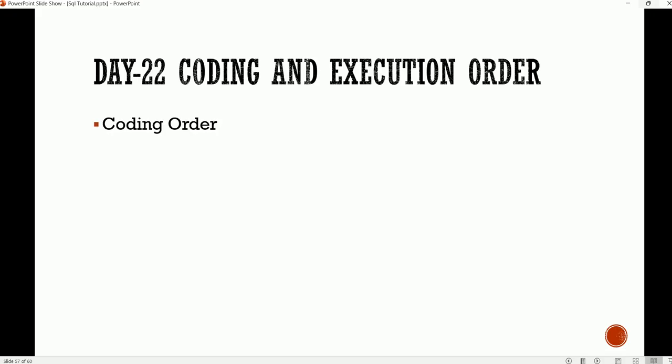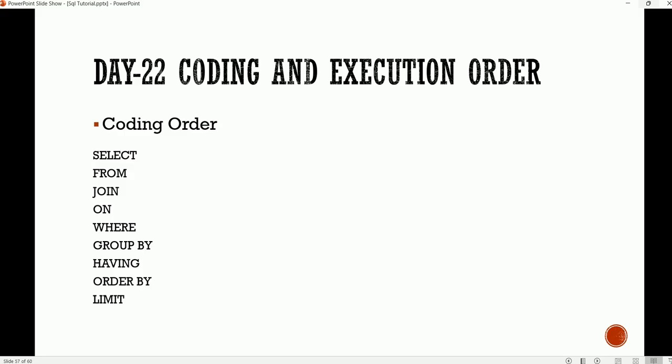So from this analysis, the coding order is: first the select statement, followed by from. Second, join and on, if based on the problem statement multiple tables are involved, whether it is a left, right, or full outer join. We join based on the on keyword. Then where, group by, having, order by, and then limit. In SQL Server it's top. That's it, this is the coding order.